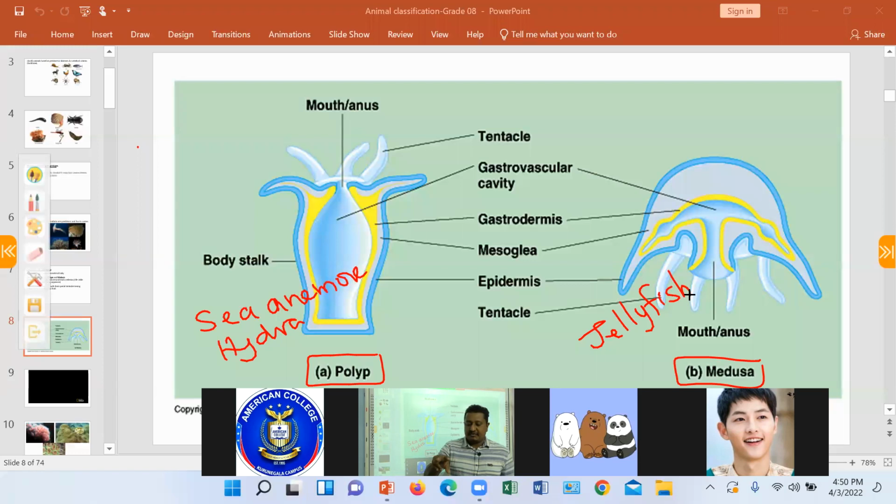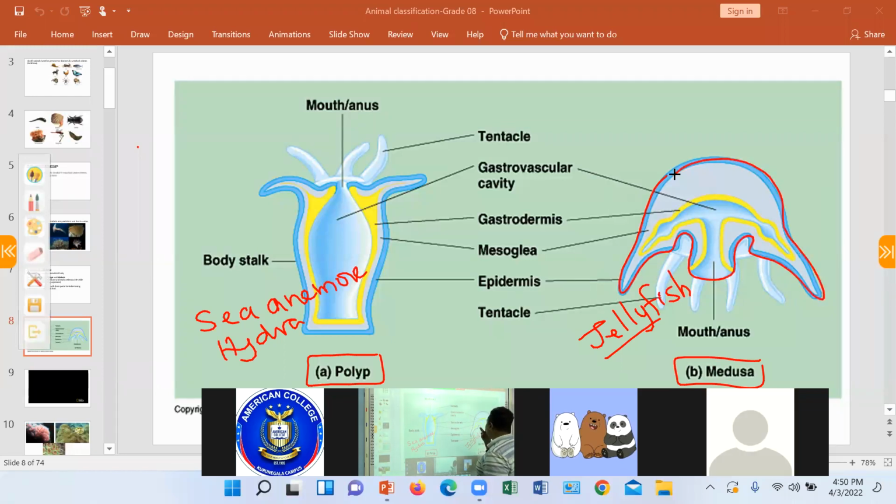Then out of these two forms, which form can swim freely? Jellyfish. Medusa. I mean Medusa, that's right. I asked that out of these two body forms, which body form can swim? Medusa. The example for Medusa is jellyfish. They use these radial arms. Those are radial arms. Those radial arms are for swimming.